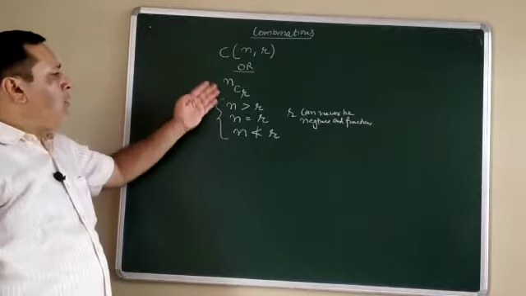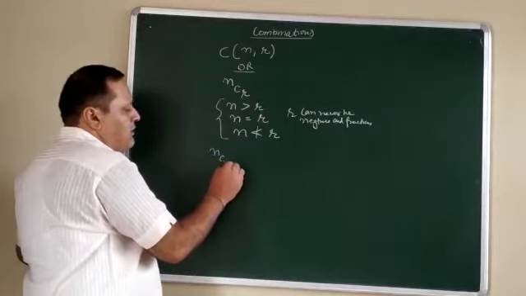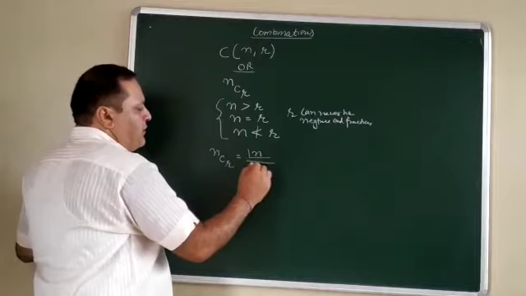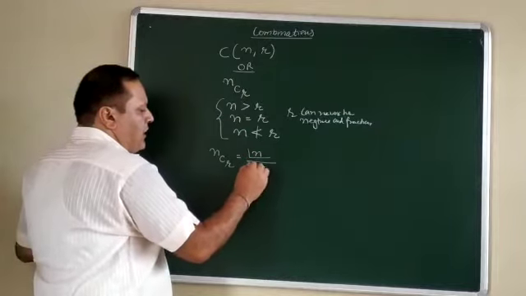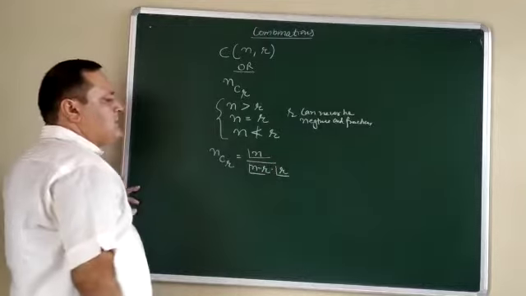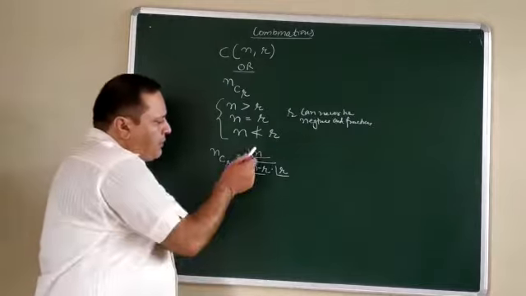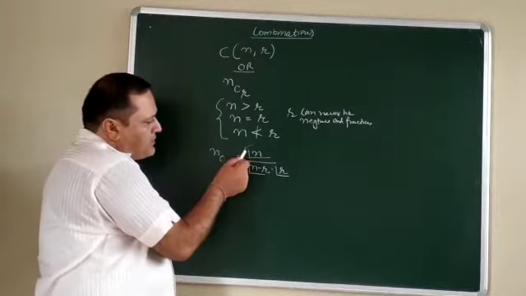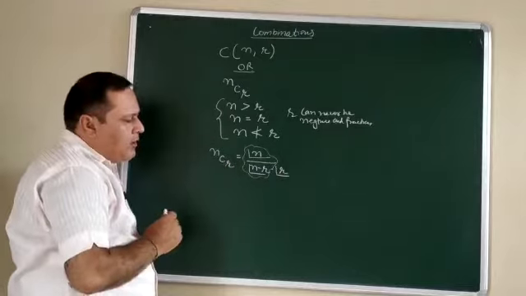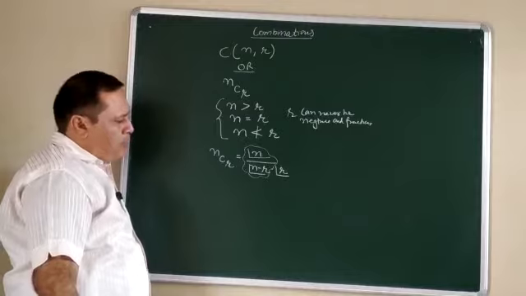Now, how to simplify this combination? See, nCr is equal to n factorial divided by (n minus r) factorial into r factorial. This is the difference between nPr and nCr. See, in nPr you simply say n factorial upon (n minus r) factorial. But when it is divided by r factorial, it becomes the combination.